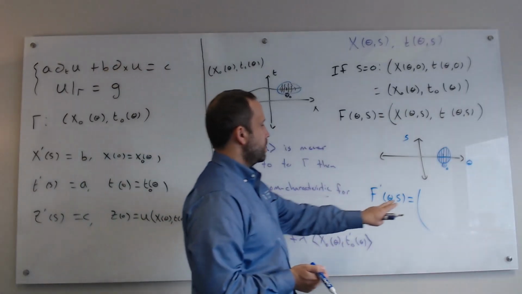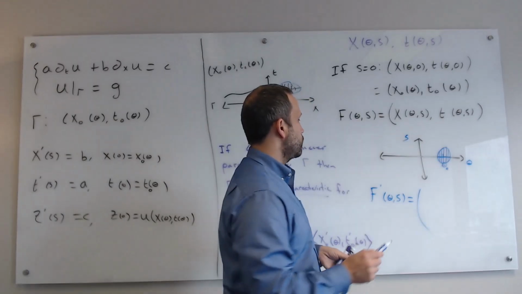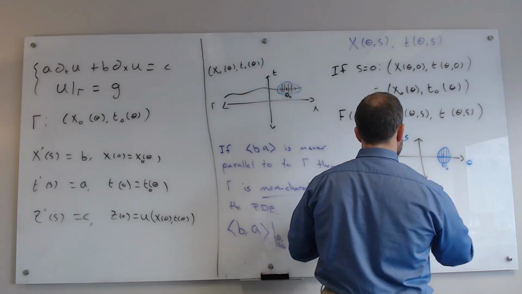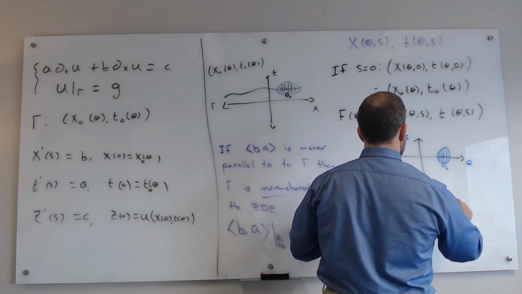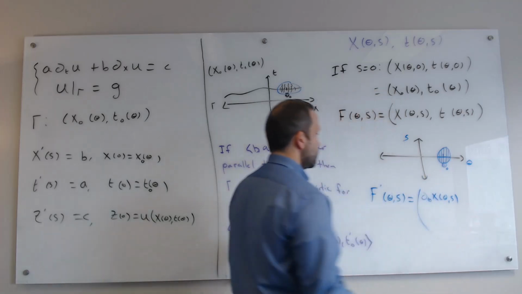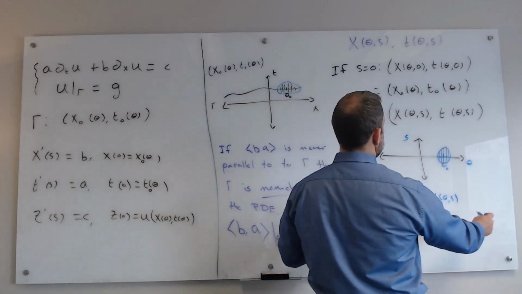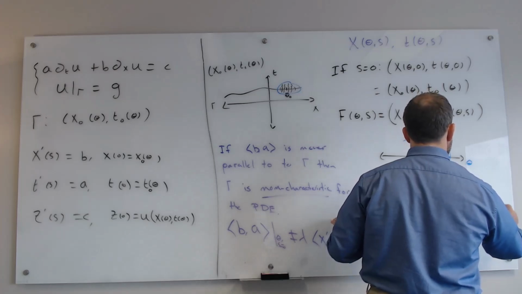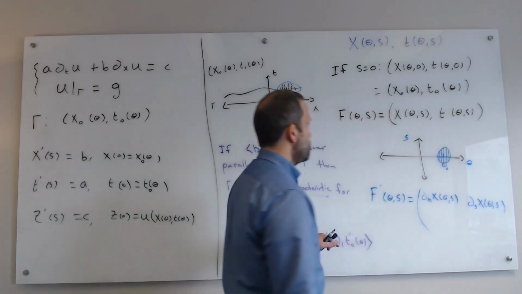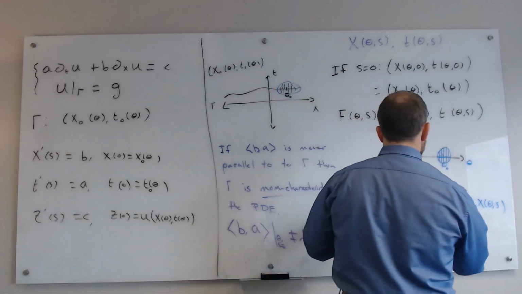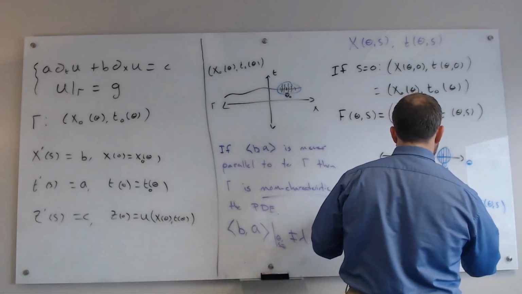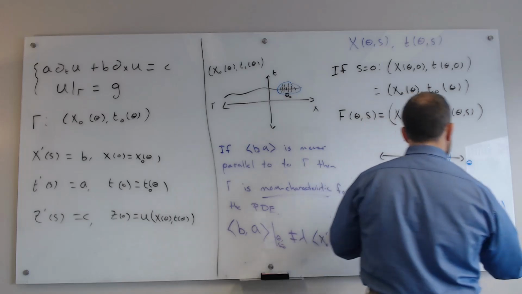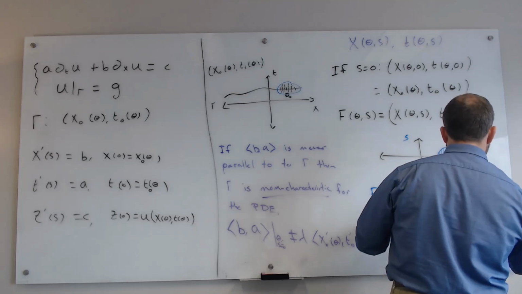The top left entry is going to be the derivative of x with respect to theta, like that. This entry here is going to be the derivative with respect to s of x, like that. This entry here is going to be the derivative with respect to theta of t. And then this entry here is going to be the derivative with respect to s of t.